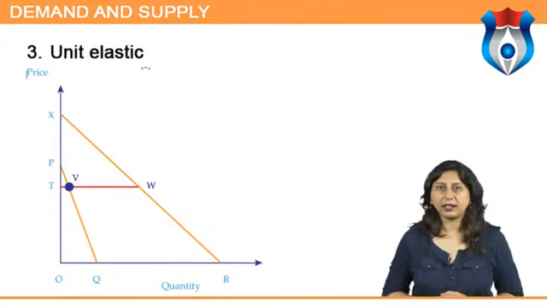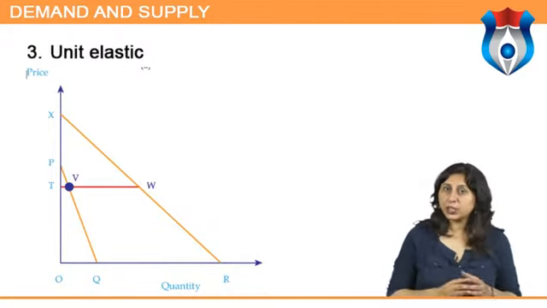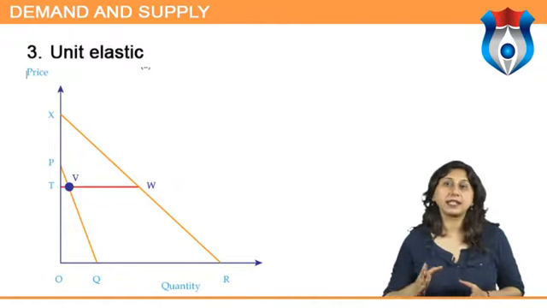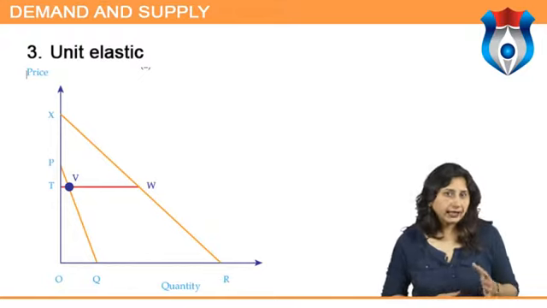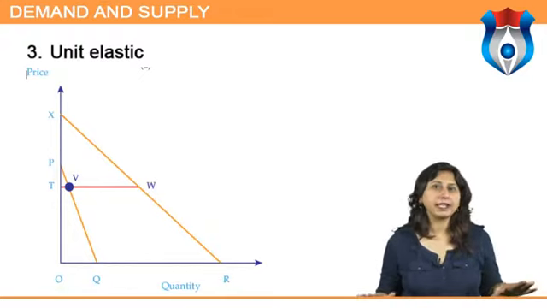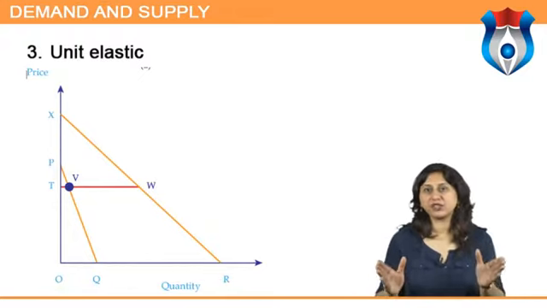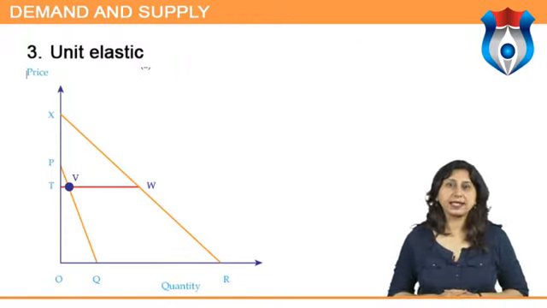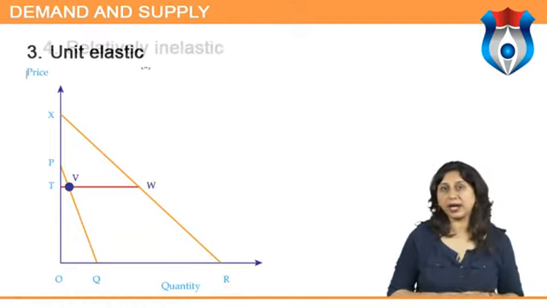Unit elastic. The third category is unit elastic, in which the coefficient of elasticity E is equal to 1. In this case, any change in price is matched by an equal relative change in quantity. The percentage change in quantity is equal to the percentage change in price.